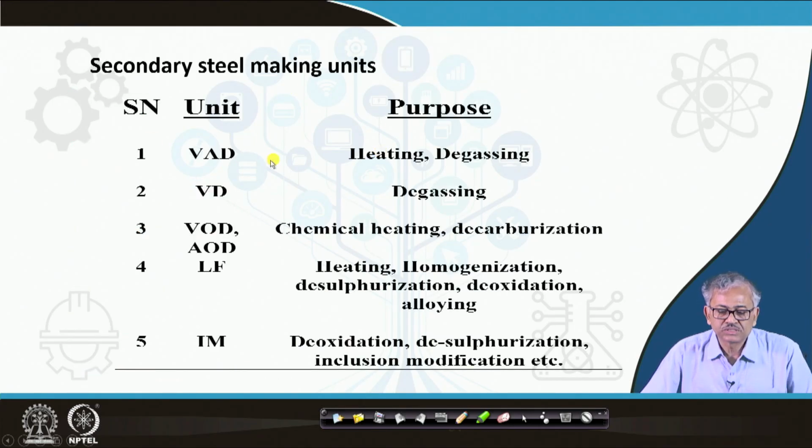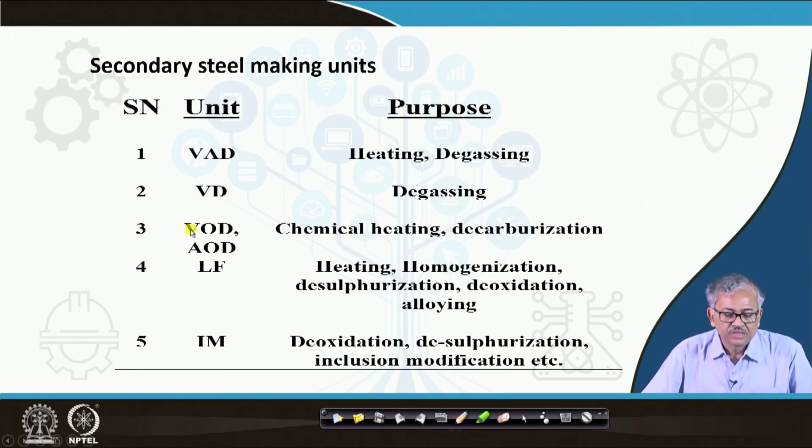Now, what are the units? You can see this is called vacuum arc degassing, basically heating and degassing, because arcing is there. There you can do the heating, just compensation of heat, and degassing you can do under vacuum. This is the vacuum degassing without arcing. So, here there is no temperature compensation. This is the VD unit, called degassing.